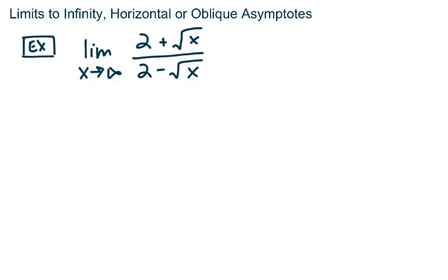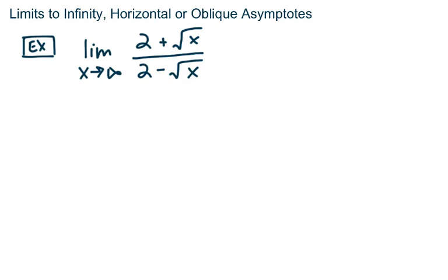In this video, we're going to do a few more limits approaching infinity examples. Okay, so here we have the limit as x approaches infinity of the quantity 2 plus square root of x divided by the quantity 2 minus the square root of x.